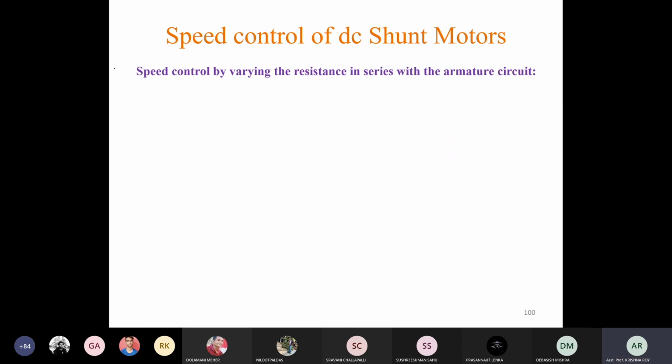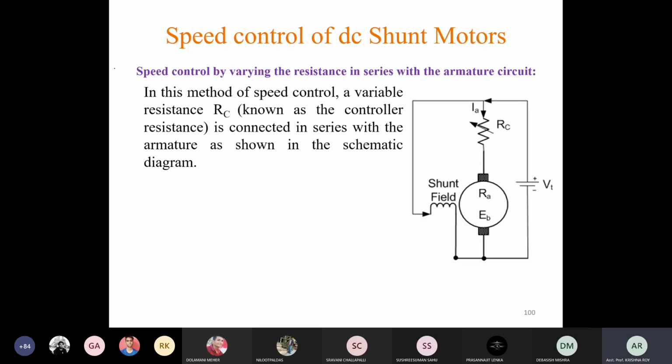Speed control of a DC shunt motor by varying the resistance in series with the armature circuit. This method is very simple. Here we have connected one external resistance known as the controller resistance RC. So depending on the value of this RC, we will have different IA values.